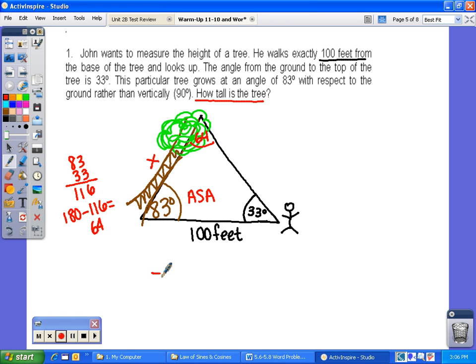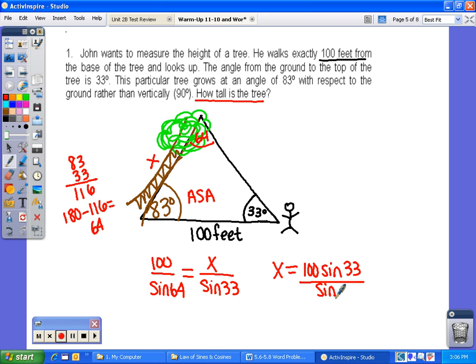So now we can set up our law of sines. So we have 100 over the sine of 64 equals what angle is across from the tree? 33. So equals x over the sine of 33. So now we're just going to cross multiply. And then this will give us the height of the tree. And the height of the tree is 60.6 feet.